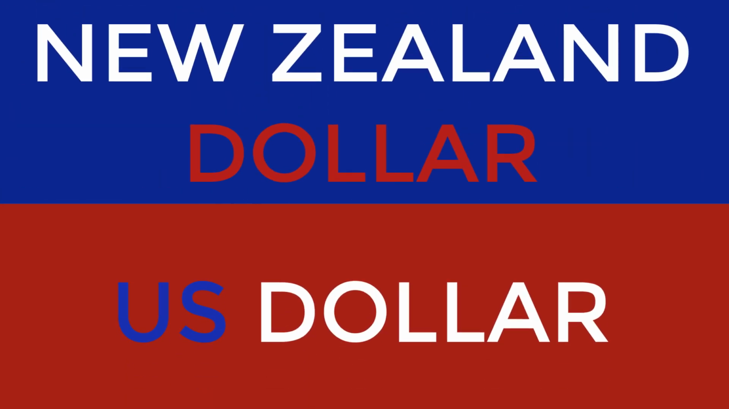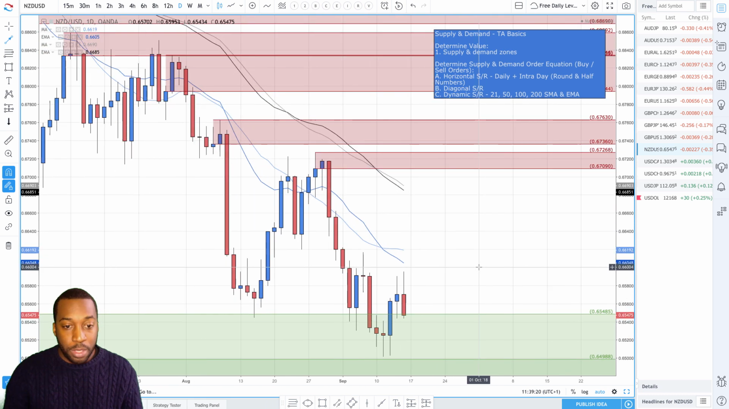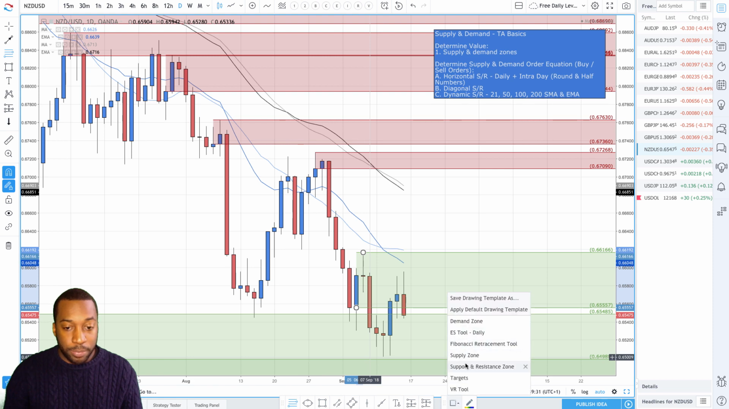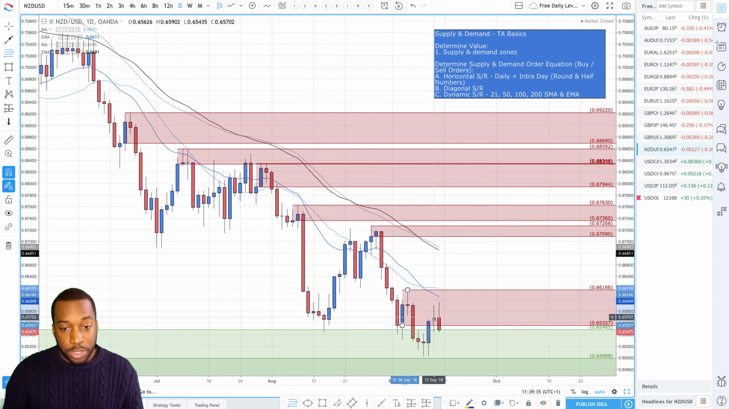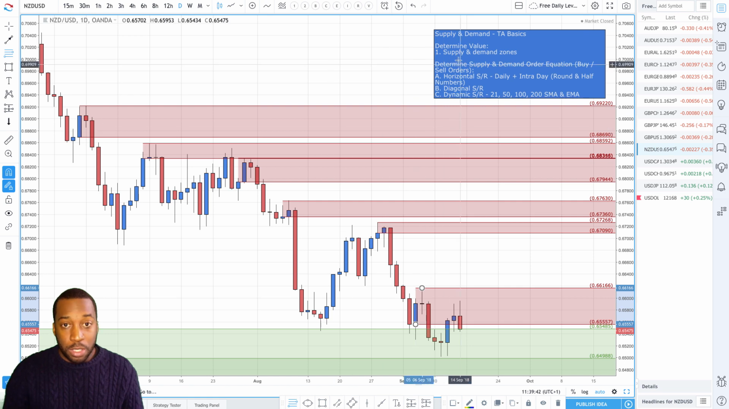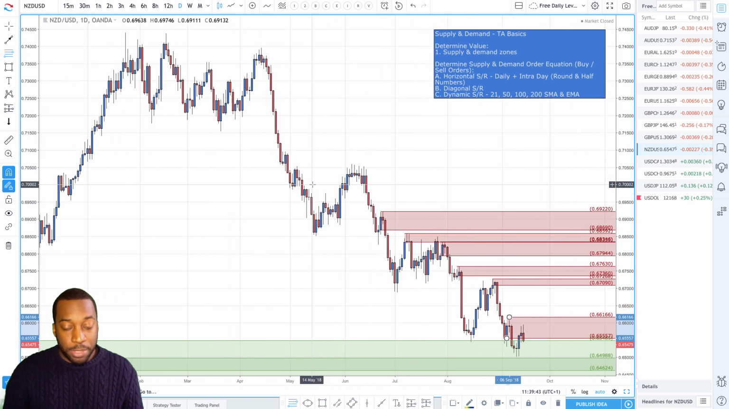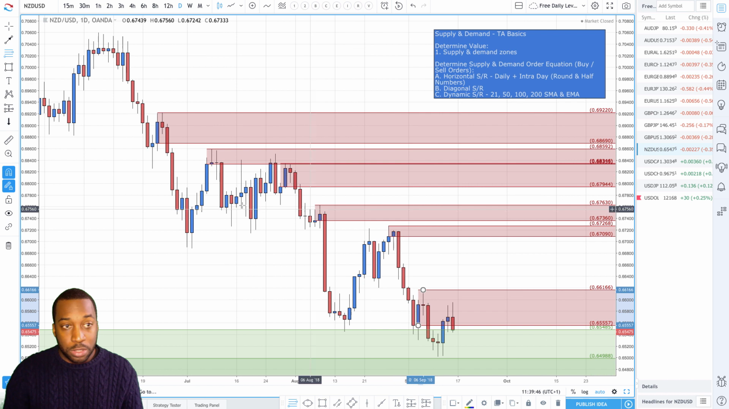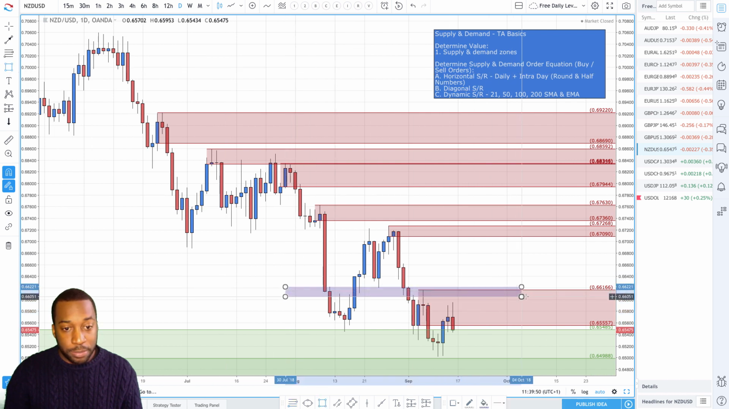Looking at the New Zealand dollar, US dollar, and I did say last week that if we do get prices break lower, we've created lower highs and lower lows, which we did. This became our supply zone, and then we can see price action is starting to sell off, right? So let's look at where potentially there was some support and resistance within that supply and demand zone, and you can see it around here.